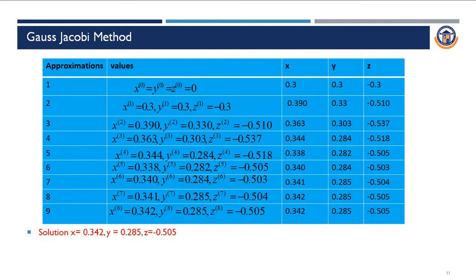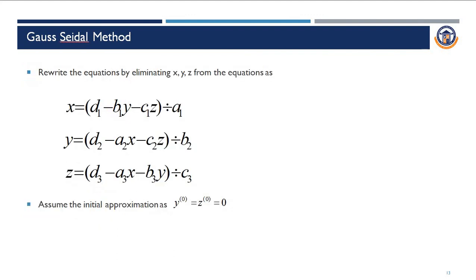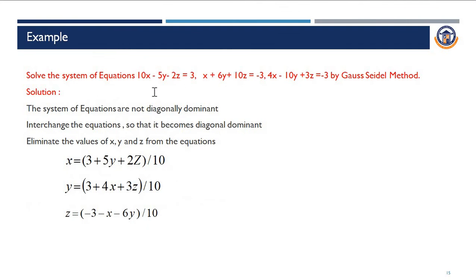Now I am going to explain the Gauss-Seidel method. The Gauss-Seidel method is somewhat advanced over Gauss-Jacobi. Same thing we have to follow. Once again, diagonal dominance you have to check. After diagonal dominance, you have to eliminate the equations. After eliminating, we have to follow some initial assumptions. Then after that we follow as you did in Gauss-Jacobi.